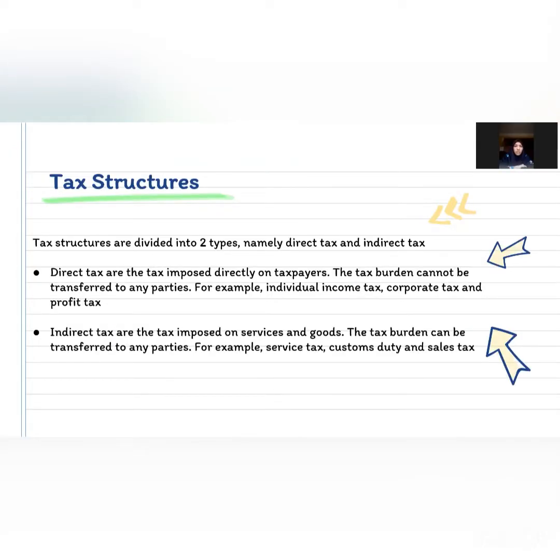Okay, tax structure. The tax structure is normally divided into two types, direct tax and indirect tax. Direct taxes are taxes imposed directly on taxpayers. The tax burden cannot be transferred to any other parties, for example, individual income tax, corporate tax, and profit tax. Indirect taxes are taxes imposed on services and goods. The tax burden can be transferred to other parties, for example, service tax, customs duty, and sales tax.